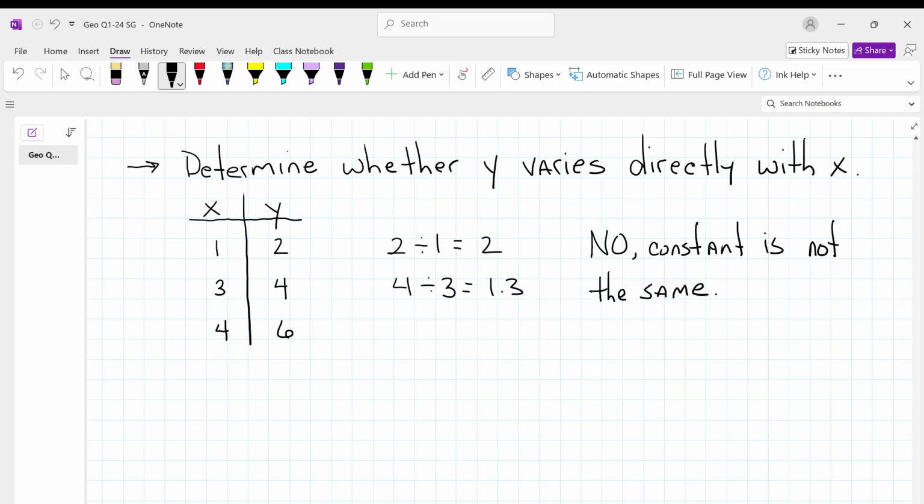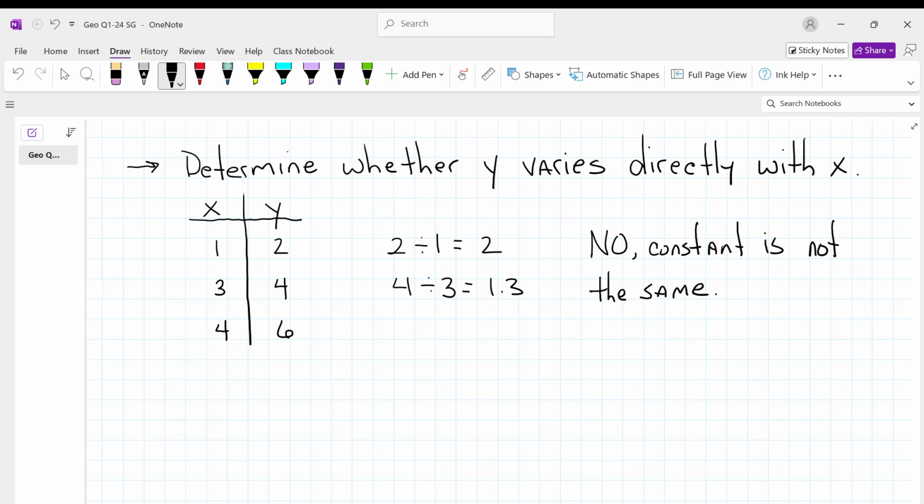Very simple. If you're given a table of values and you're asked if they vary directly, divide the y by its corresponding x, and if the quotient is the same every time, then they do vary directly. If it's not, well, then they don't.